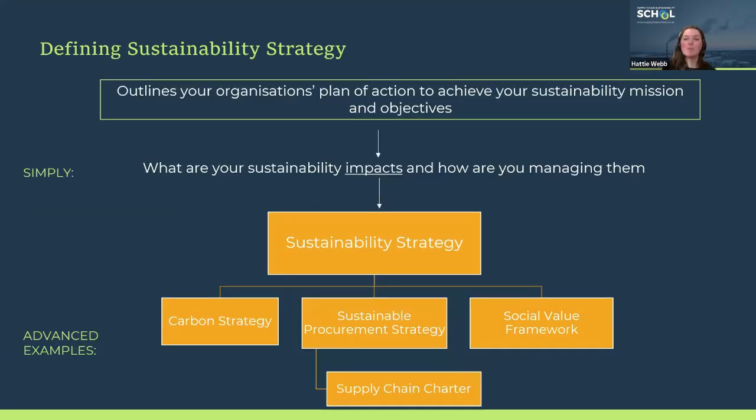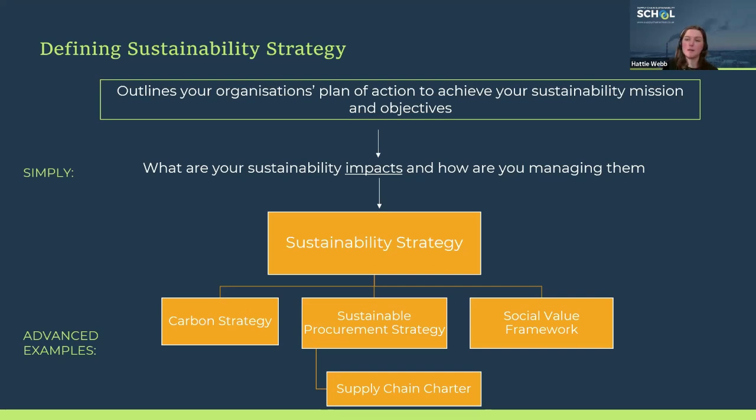So that's the context, but let's have a look at what you need to know with regards to putting a sustainability strategy together, and around the language around strategies and policies, because it's important that we know this and we're all using the same terminology before we go about actually putting a strategy together.